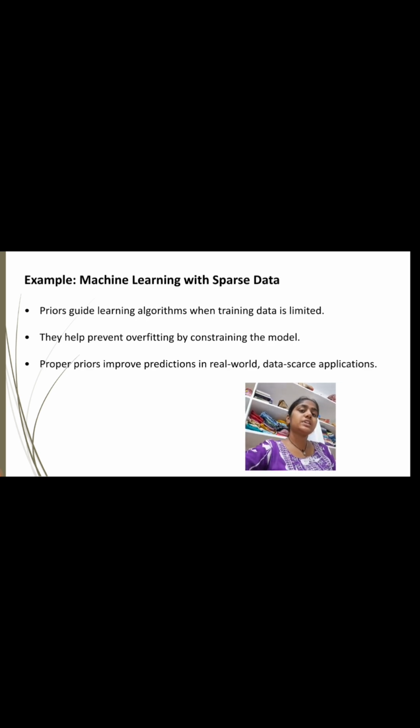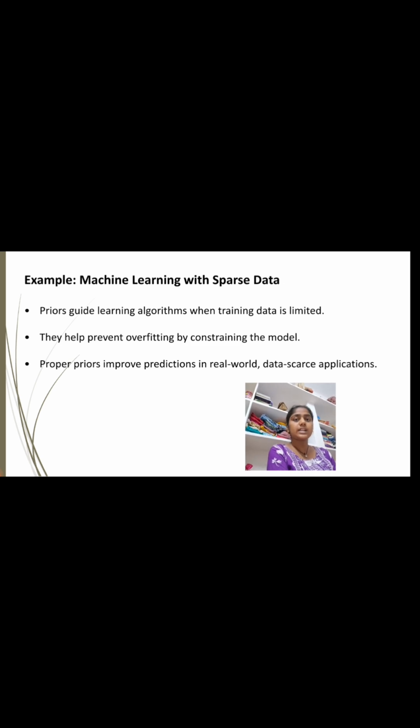Next example: machine learning with sparse data. Priors guide learning algorithms when training data is limited. They help prevent overfitting by constraining the model. Proper priors improve prediction in real world data-scarce applications.